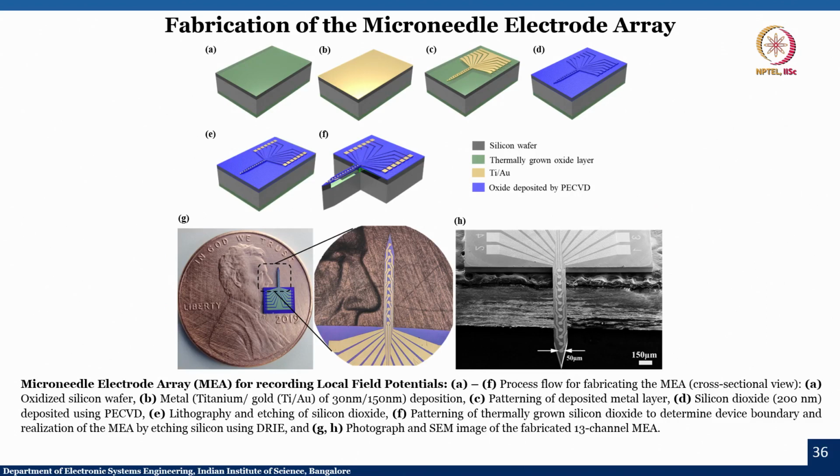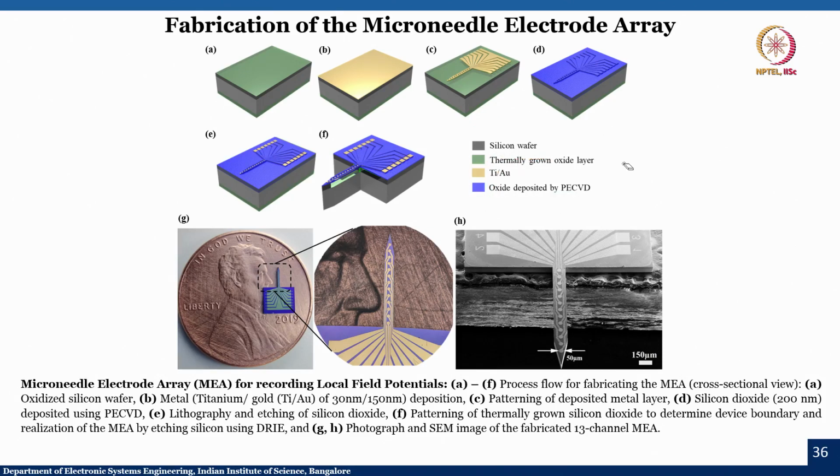So, the favorite part. What is the favorite part? Fabrication, right. Let us see how we can fabricate this needle. Now, what is this? You see here, the gray color is silicon, green is SiO2, gold is TiAu, and blue is oxide deposited by PECVD, plasma enhanced chemical vapor deposition. This is a technique by which you can deposit silicon dioxide or insulating materials like silicon nitride at a lower temperature. The reason for the lower temperature I will tell you in just a few minutes.